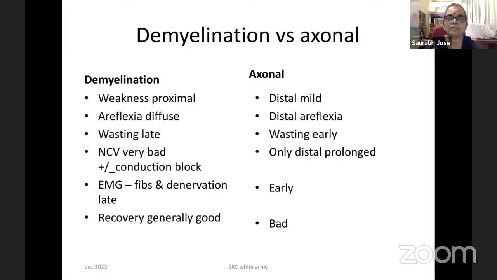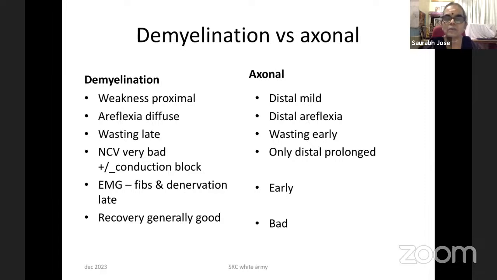Is it demyelination or axonal? So it's not a neuronopathy, it is a neuropathy. Let us imagine a neuropathy. Then how are you going to differentiate? Is it demyelinating or axonal? Demyelinating weakness is proximal more than distal. Areflexia is diffuse. Wasting comes late. Nerve conduction is very bad. They can have conduction block. EMG will show minimal fibrillation and denervation, and recovery is generally good because only the insulation material is damaged and the axon is alive. So apparently very devastating, but recovery is better.